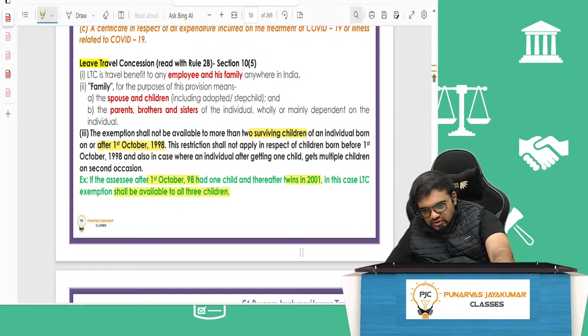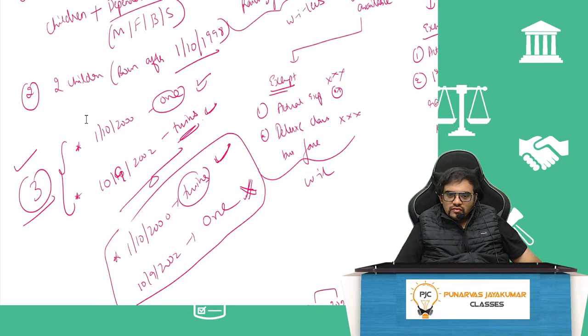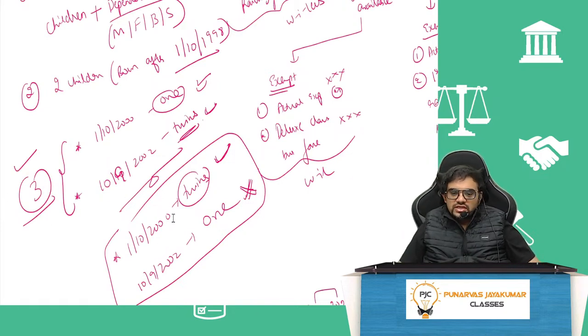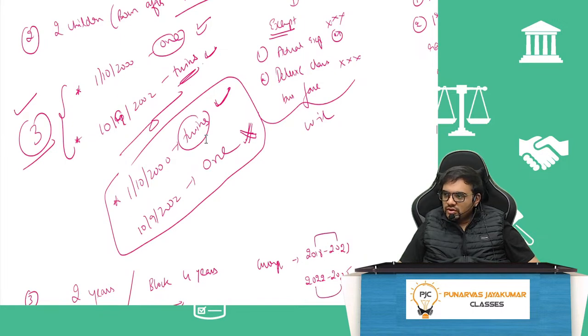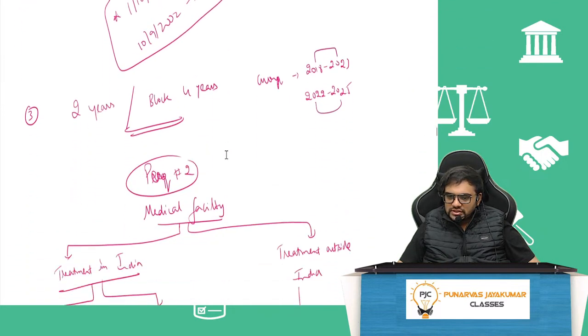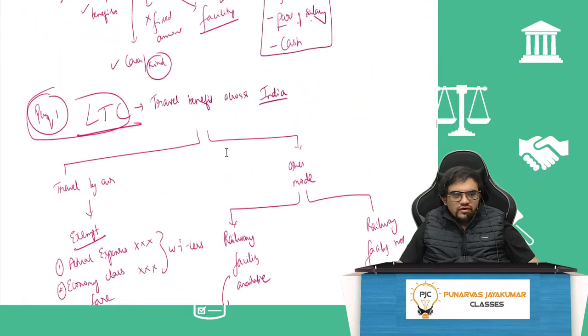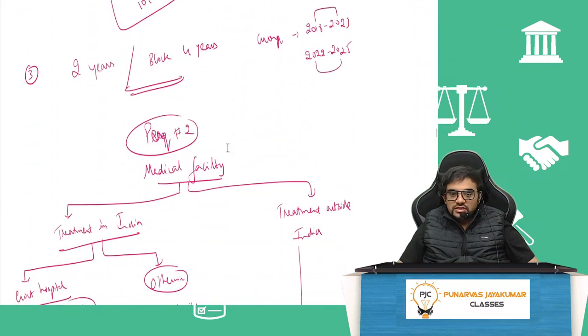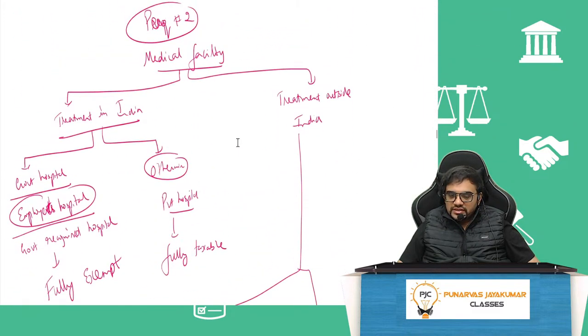On the other hand, that is what I've written here. 1/10/2000, one child. 10/9/2002, twins. So 1 plus 2 taken as 3 only and exemption is allowed to all the 3. On the other hand, on 1/10/2000, twins were born. It's already 2. 10th September 2002, one was born. Not considered. So it's only these 2 people who will be considered. Very, very simple. This is for leave travel concession. Next, medical facility.